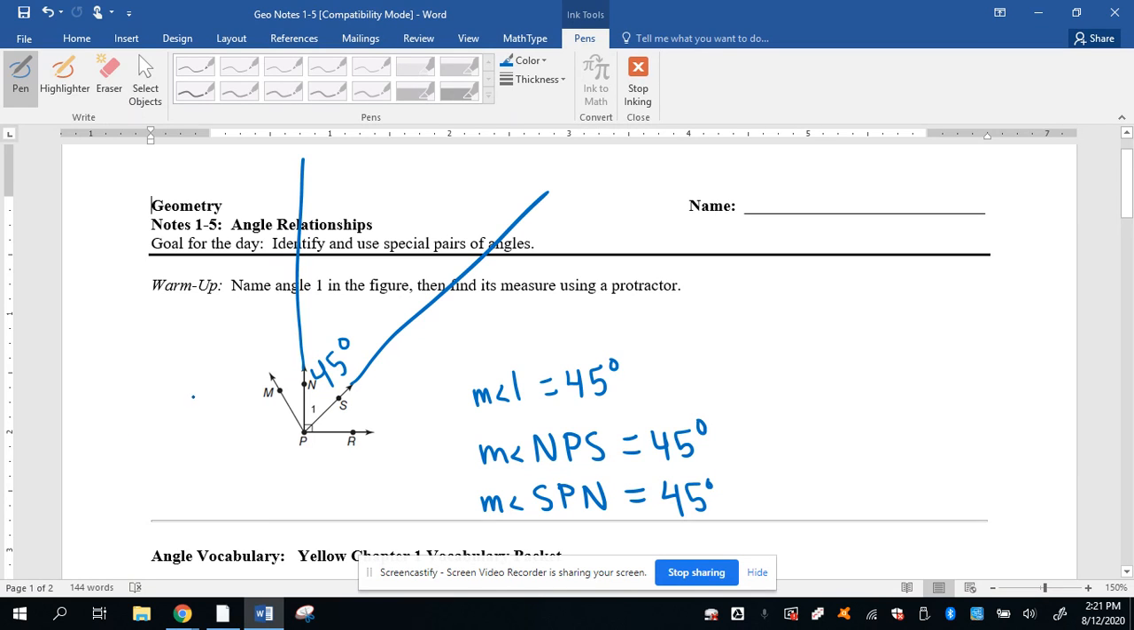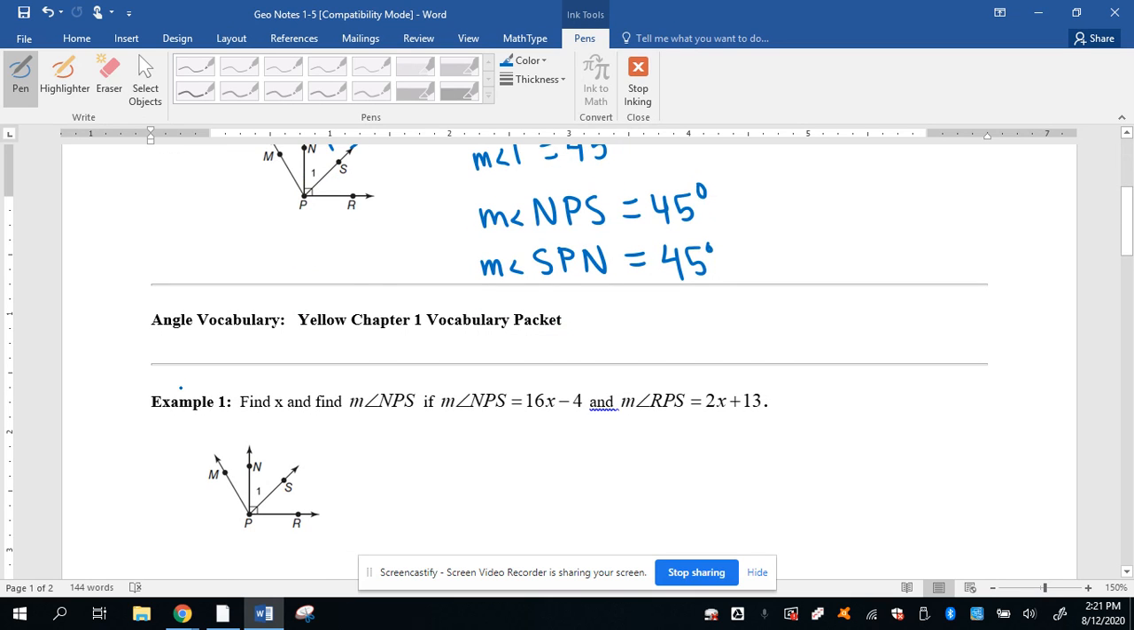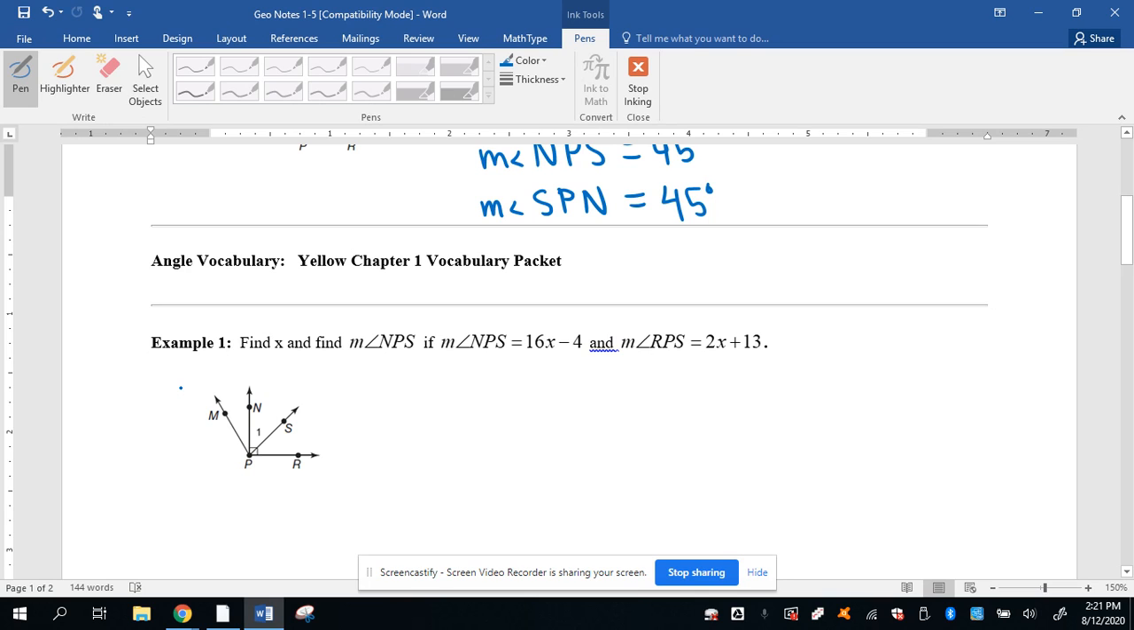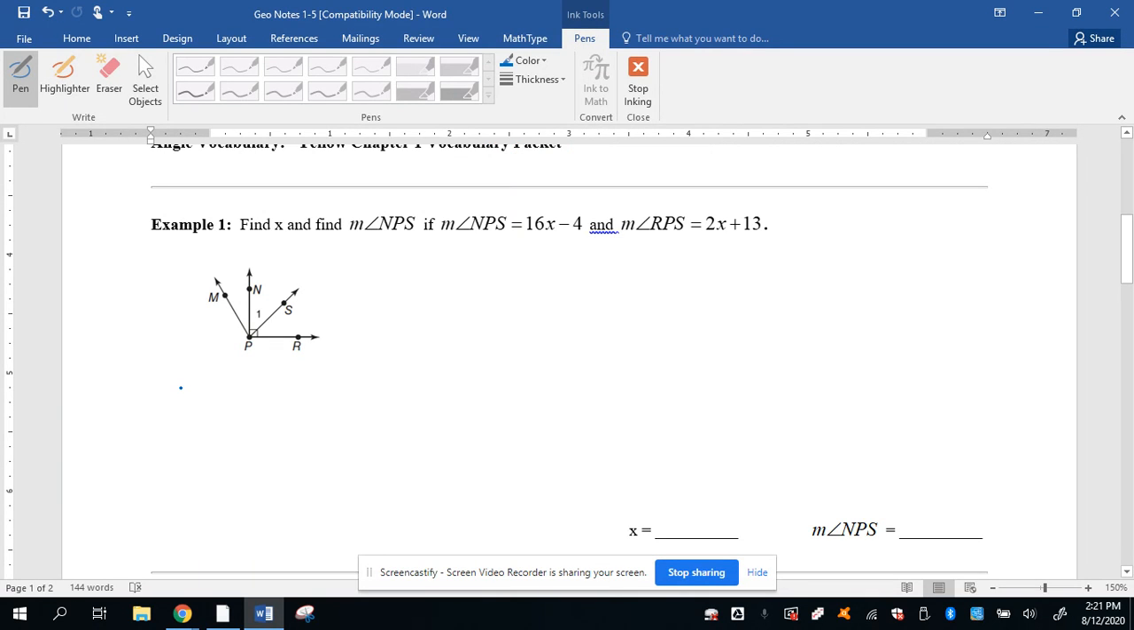Now, angle vocabulary. In the modules in the Canvas for geometry, under chapter 1, there is a review, vocabulary, and some links for review. So you do need to know your words and formulas for chapter 1. Get started now in reviewing.